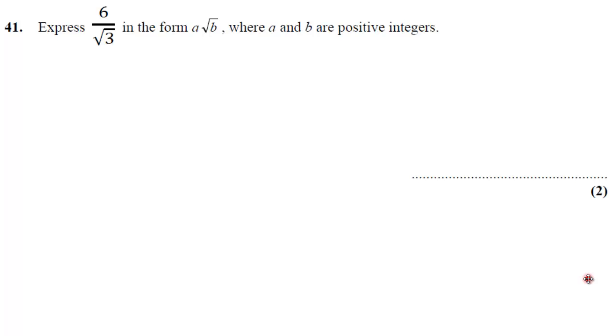This is question number 41. Okay, 41. In question number 41, you could see it says express 6 over the square root of 3 in the form a root b, where a and b are positive integers. This is a top-end topic.